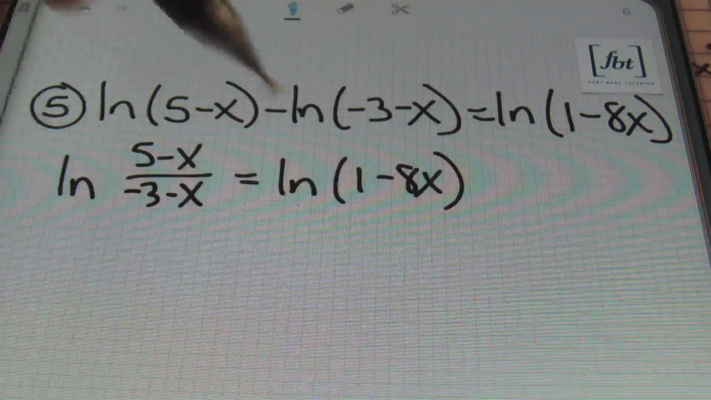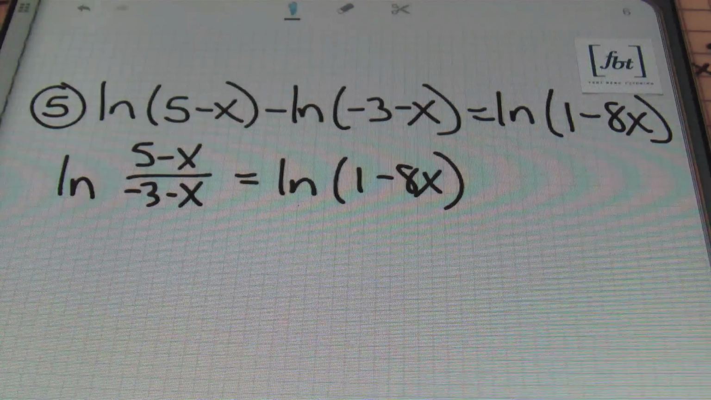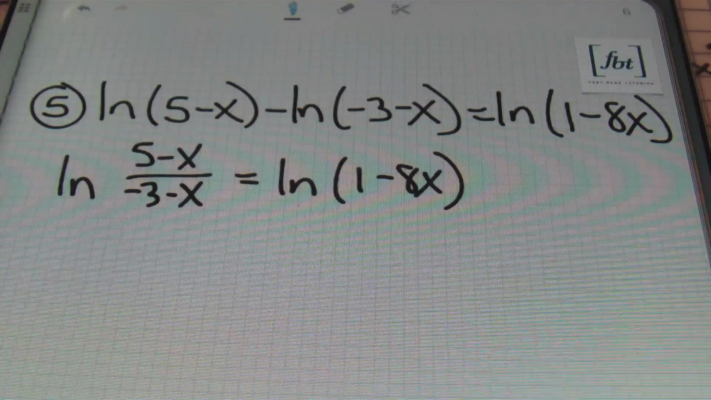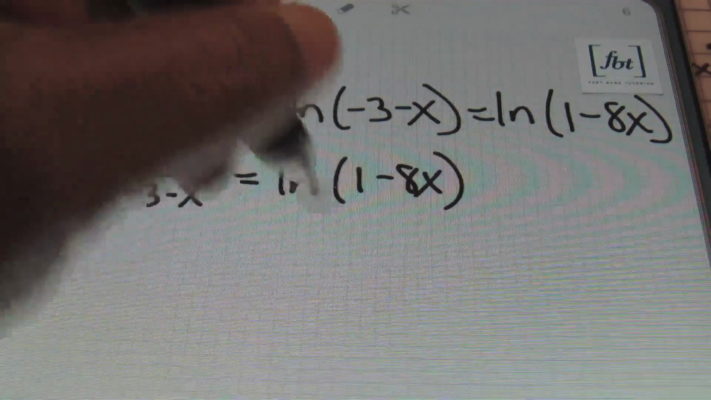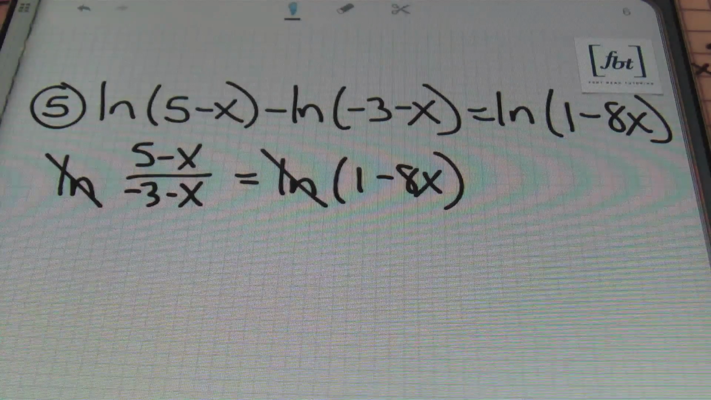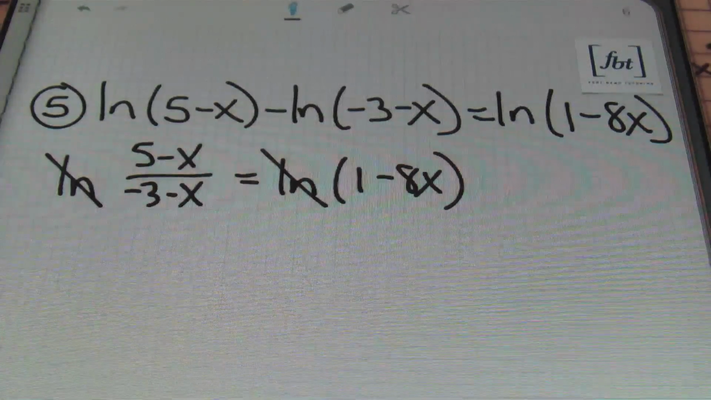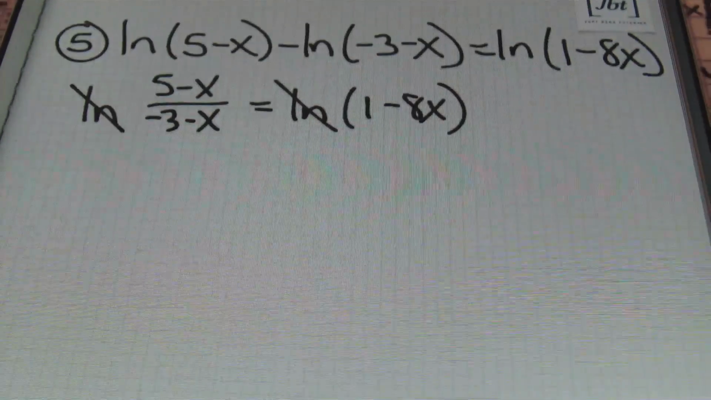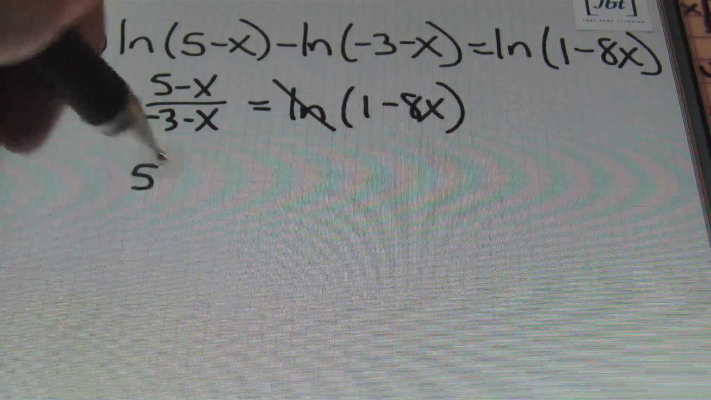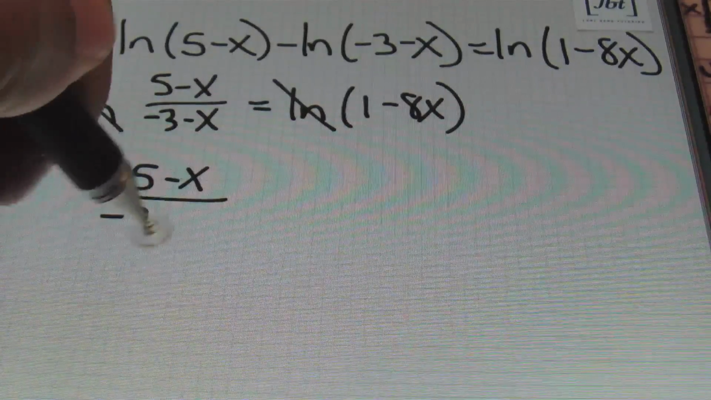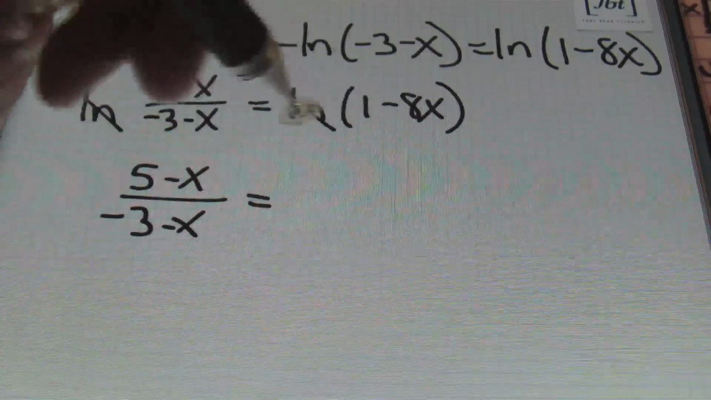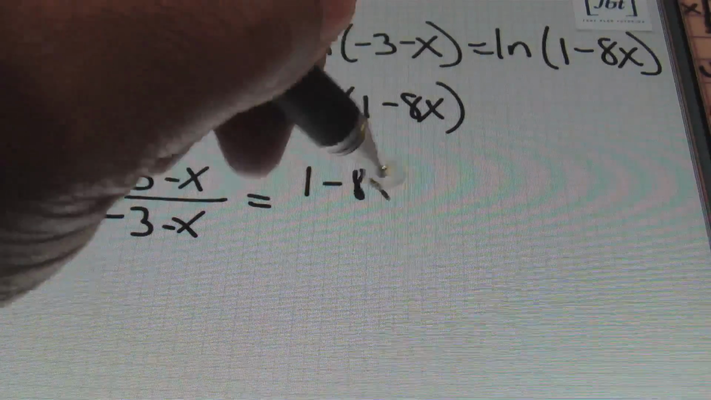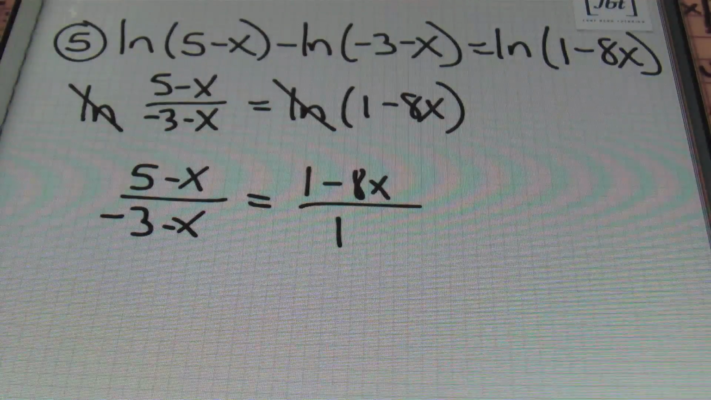Once I have the exact same natural log on either side of my equal sign, on both sides, we can go ahead and cancel out the natural log. Goodbye. All right. From there, I'll once again write this as a proportion. So I'll be rewriting this as 5 minus x over negative 3 minus x is equivalent to 1 minus 8x all over 1, just like that.